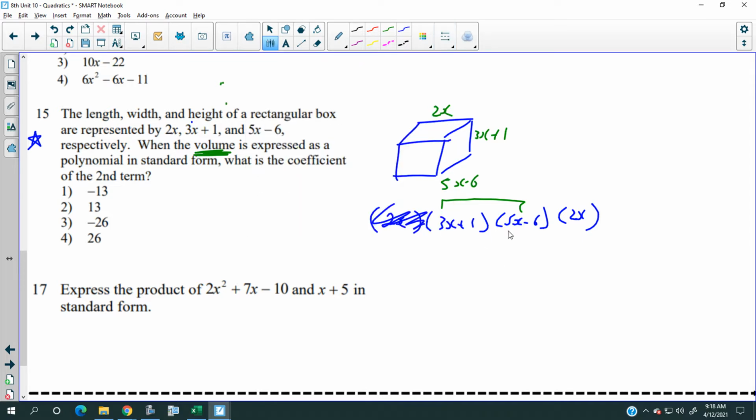Now let's see. 3x times 5x, that's 15x squared. I'll keep the color. 3x times 15x squared first. Outside, so that's negative 18x. Inside plus 5x, and last, 1 times negative 6 is negative 6. Combine like terms, right? That's these two, so that's negative 13x minus 6. Hold on, I still gotta keep looking.